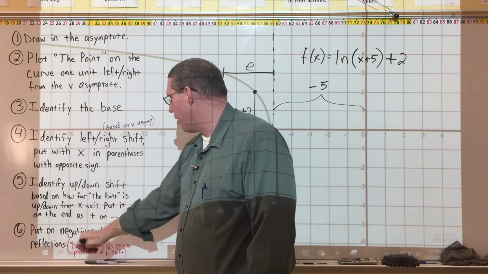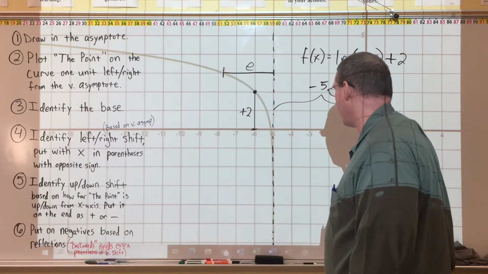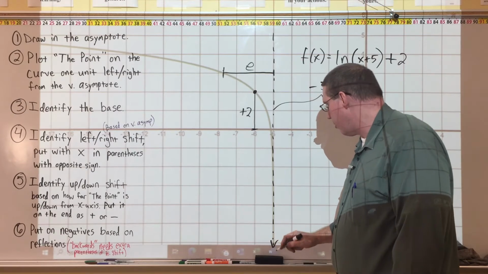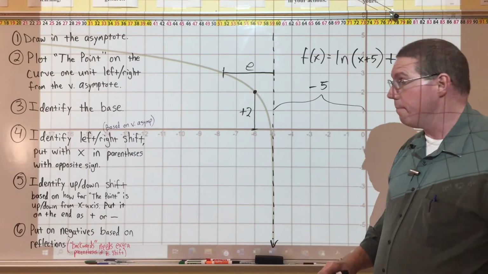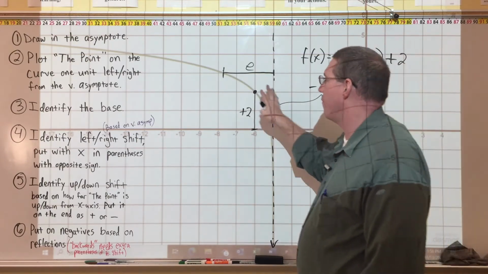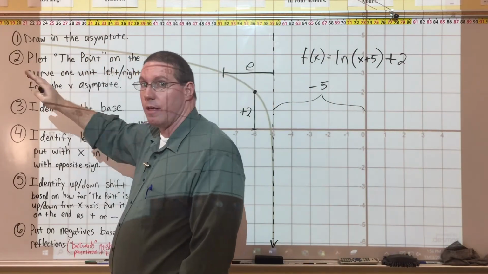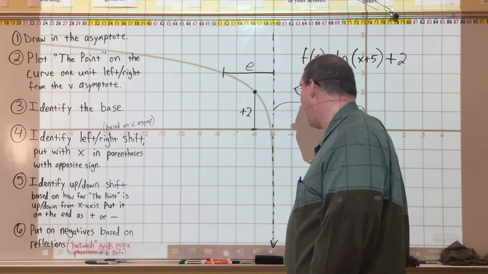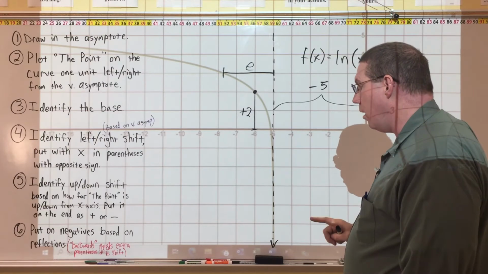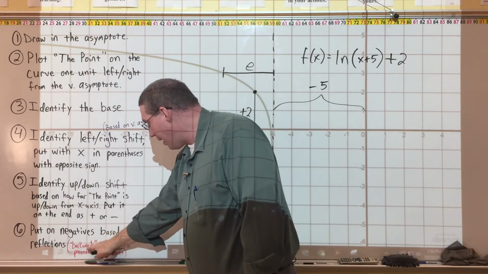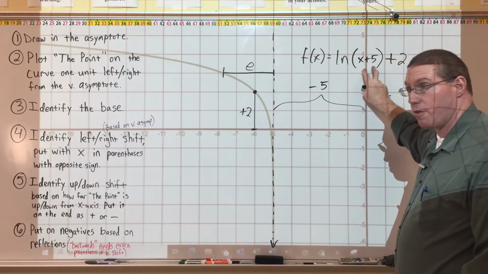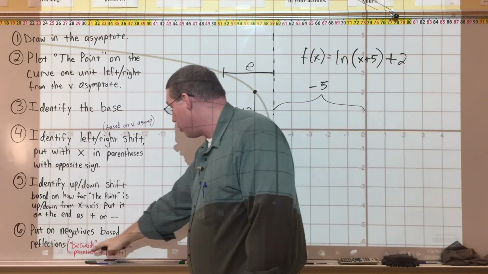And then lastly, it says put on negatives based on reflections. Well, it's not upside down because look, where it goes vertical, it's going down. That's normal, right? But it is on the left side of the vertical asymptote, and it's flattening out to the left. That means that this is backwards. This graph is backwards, so we're going to put a negative with the x, right? Well, but this says if it's backwards and there's a horizontal shift, there sure is, there's an x plus 5 horizontal shift, then you're going to need extra parentheses.